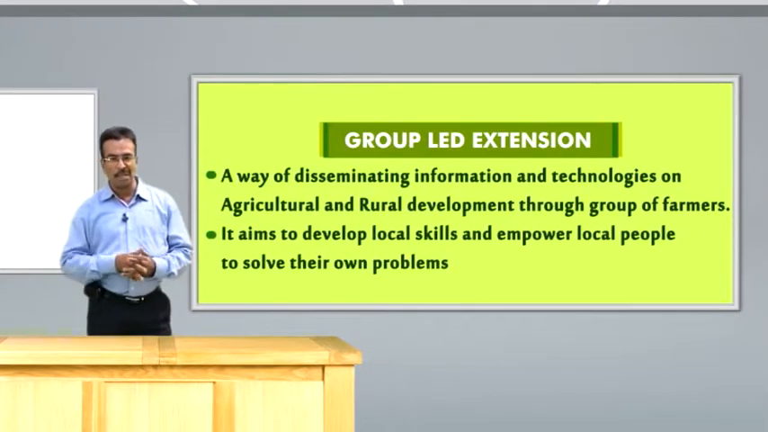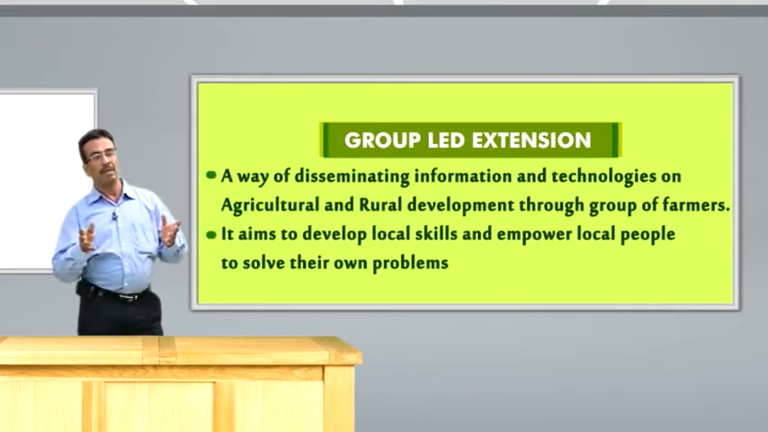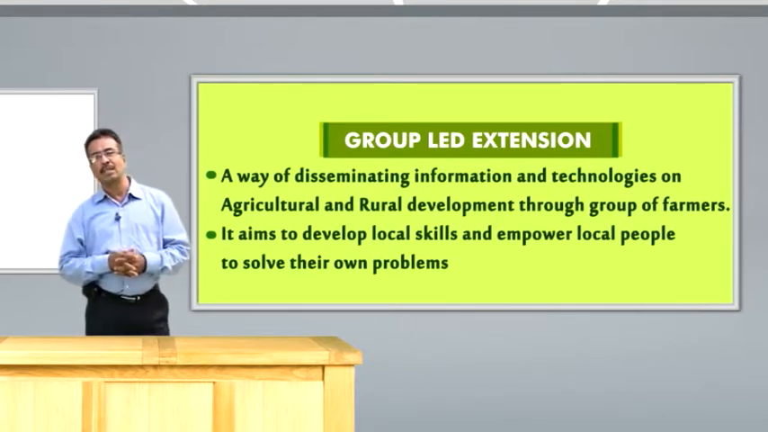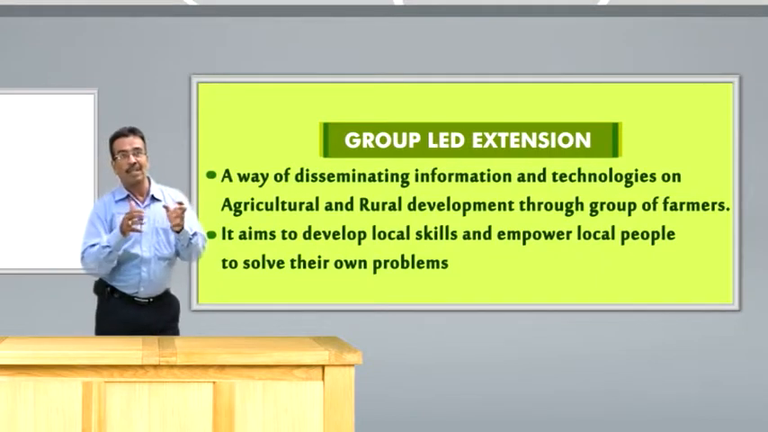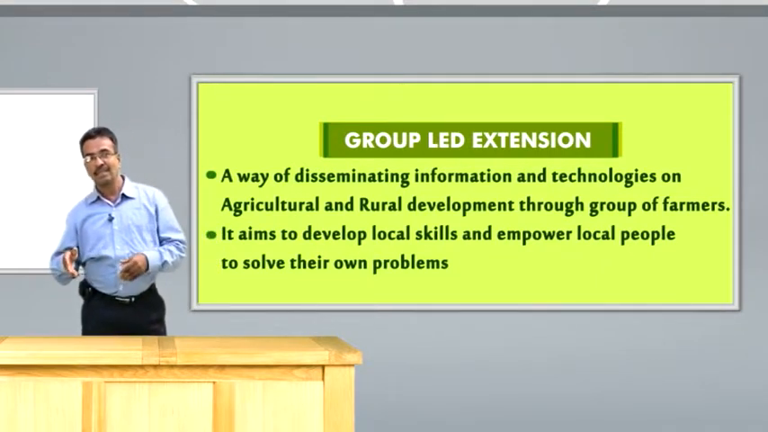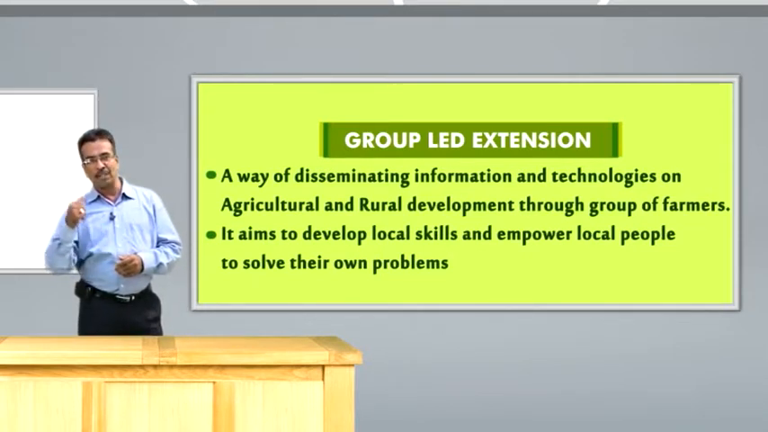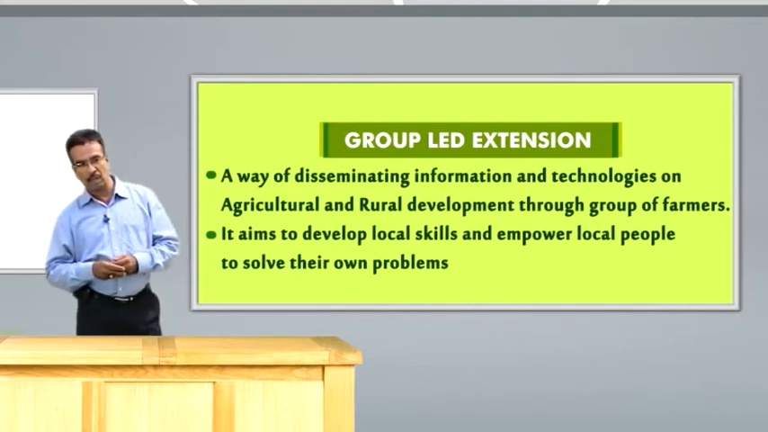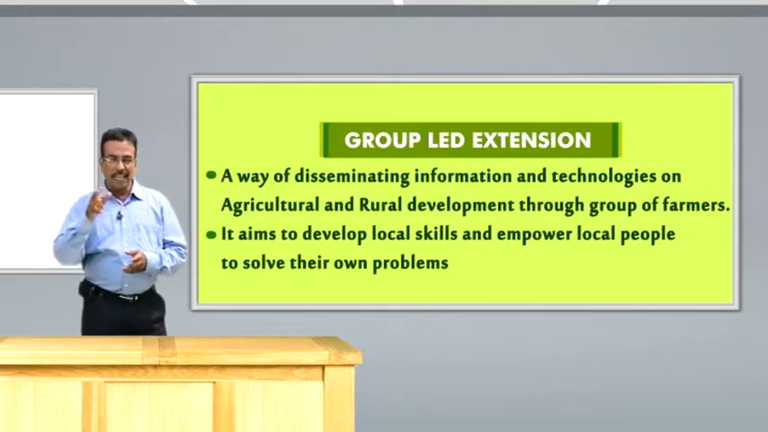So it's a way of dissemination of information and technologies of agricultural and rural development through a group of farmers. And here the only thing that we have to consider is we have to select the right type of farmers or group of people. Then only our mission will be successful. Otherwise, if you try to say "naam ke vaaste", do you know what that is? Just for the sake of it, if you mobilize the people, it's not possible for our mission. So we have to select a group of people who are really interested. We can disseminate the technology, and it aims to develop the local skill and empower the local people.